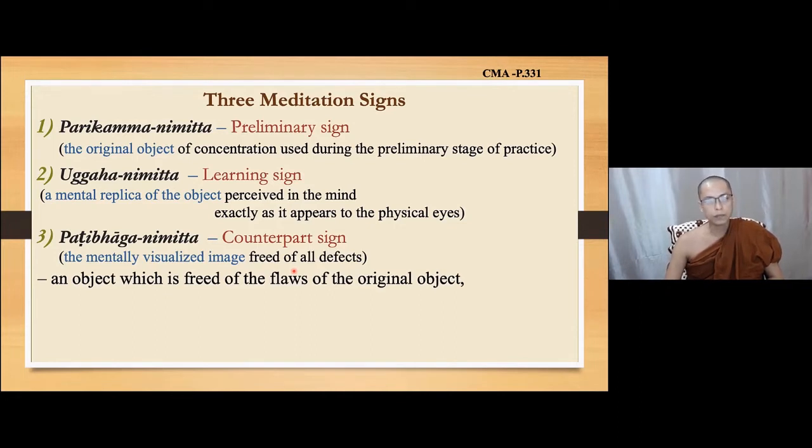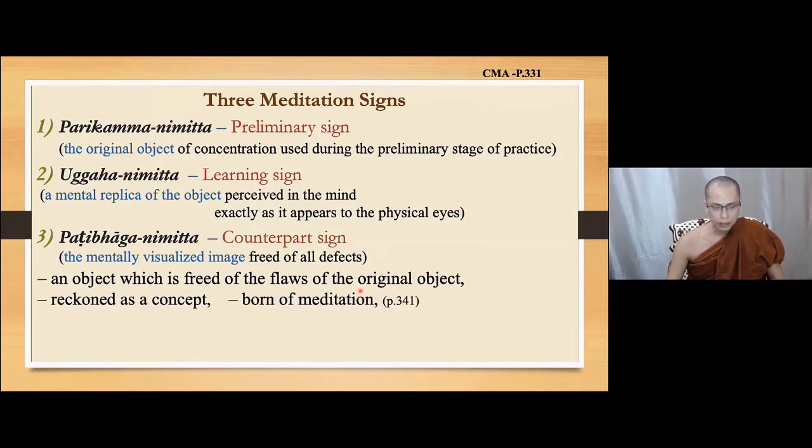Regarding the counterpart sign, we need to know it must be free of flaws. If a flaw still remains, it is not the counterpart sign; it is just a learning sign. And then it is recognized as a concept. At the beginning, if you focus on the breath, that is a group of ultimate reality. The breath is a group of materialities. If you focus on the earth disc, etc., the earth disc is a group of materiality related to the ultimate reality. But when it becomes the Patibhaga, the counterpart sign, it is totally a concept. You cannot find ultimate reality there because this is just a concept.